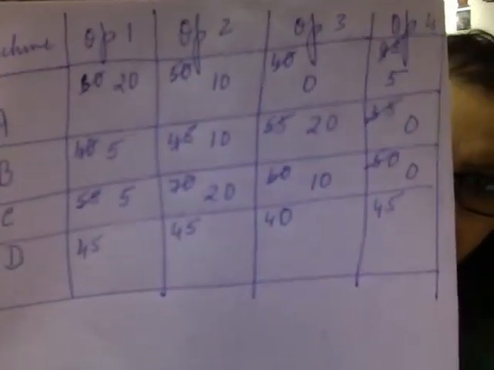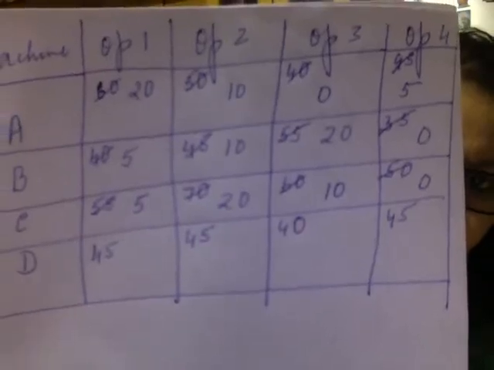Now you have the last line 45, 45, 40 and 45. Naturally 40 is the least. So 45 minus 40 is 5. 45 minus 40 is 5. 40 minus 40 is 0. 45 minus 40 is 5.